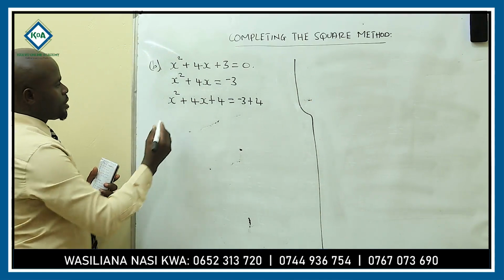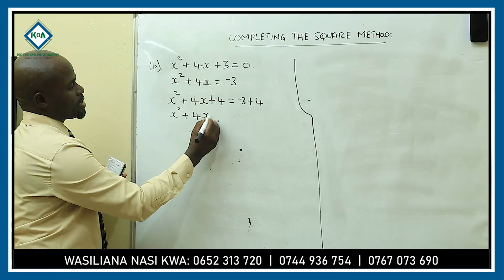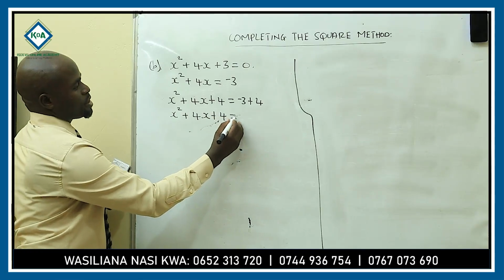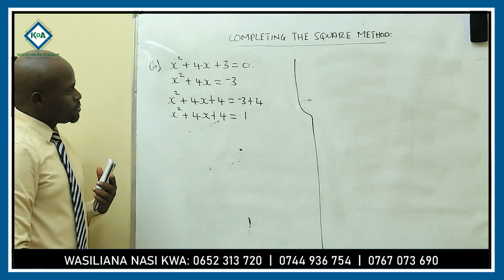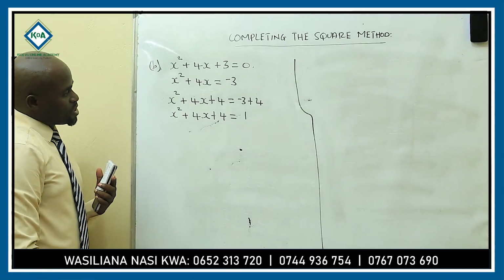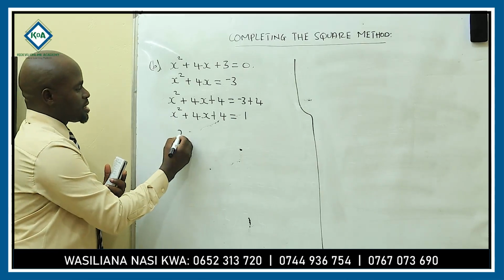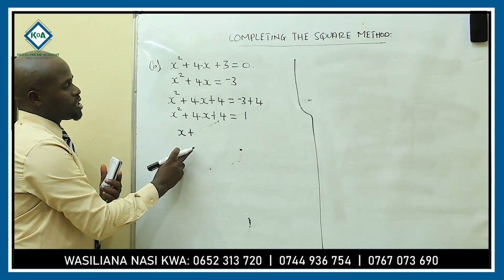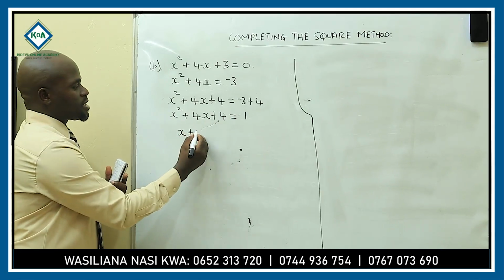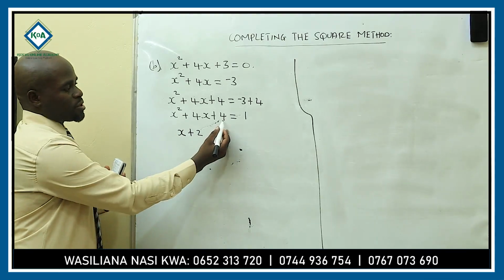Then it will be x squared plus 4x plus 4 is equal to negative 3 plus 4. The answer is 1. And then after reaching this step, we observe how much you multiply by itself to get x squared. The answer is x. We observe this sign. It is plus. How much if you multiply by itself do we get 4? The answer is 2. So x must have a square and the 2 must have a square so as to give 4.